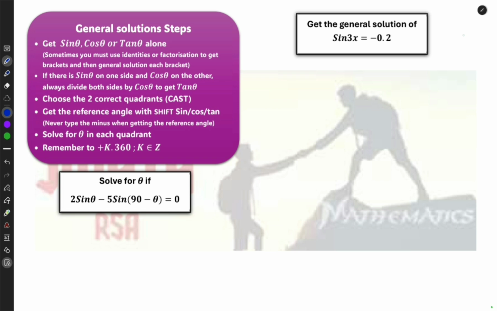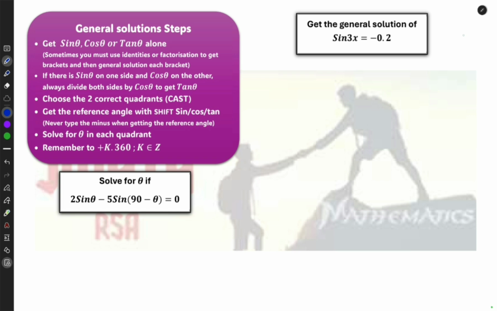So here are some steps on the left. As we go through the question, I will touch on each bullet point, but you're welcome to jot this down and try it for yourself. So let's do the one that says sine 3x is equal to minus 0.2. Firstly, I need to get sine and the angle alone. That is already perfect in this case. So I can't take the 3 over. It's part of the x, part of the angle.